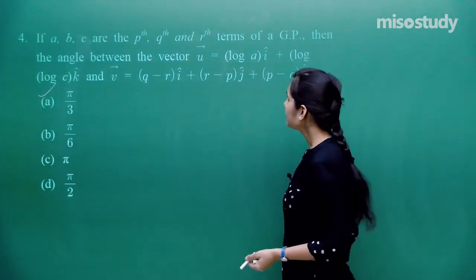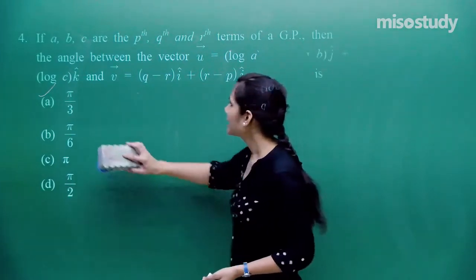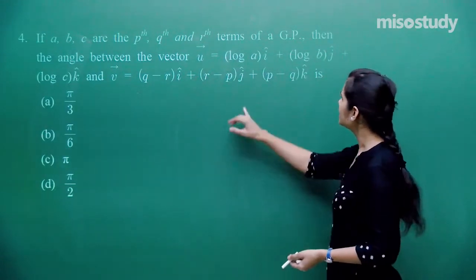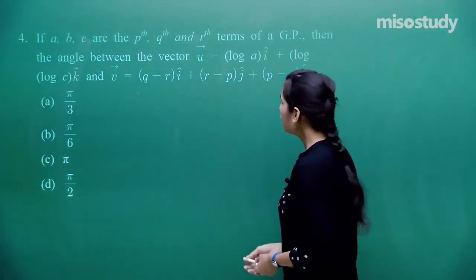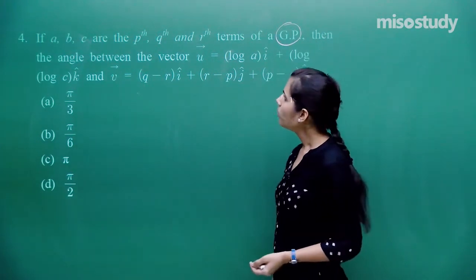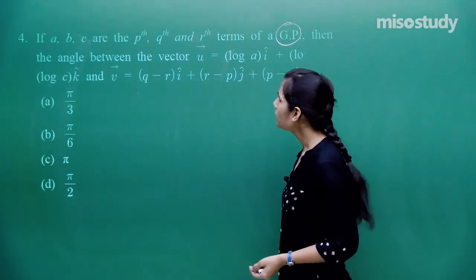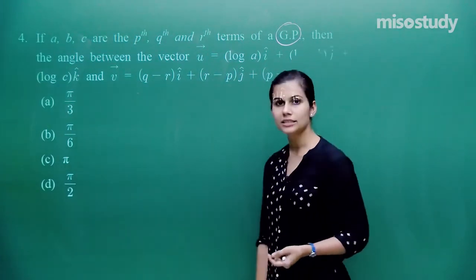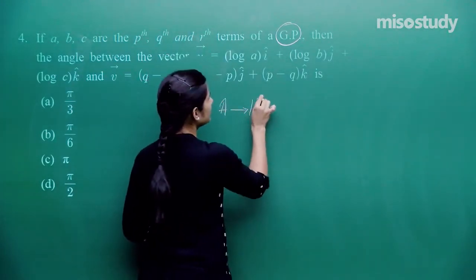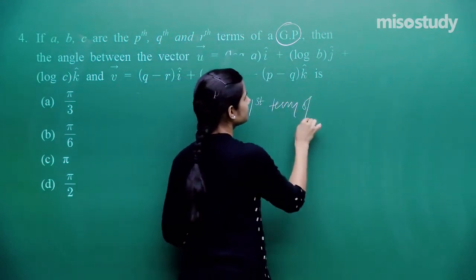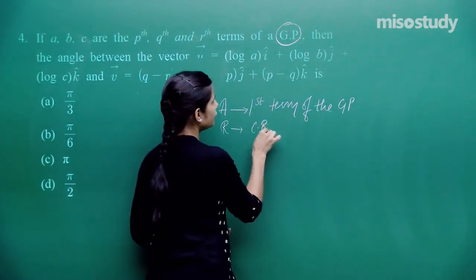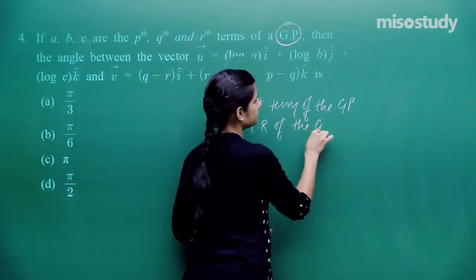If A, B, C are the pth, qth and rth terms of a GP, then the angle between the vector this and this is what? So over here, the concept of GP is being used. If small a is the pth term of a GP, small b is the qth term of the GP and small c is the rth term of the same GP, I first need to assume two things. Let capital A be the first term of the GP and capital R be the common ratio of the same GP.